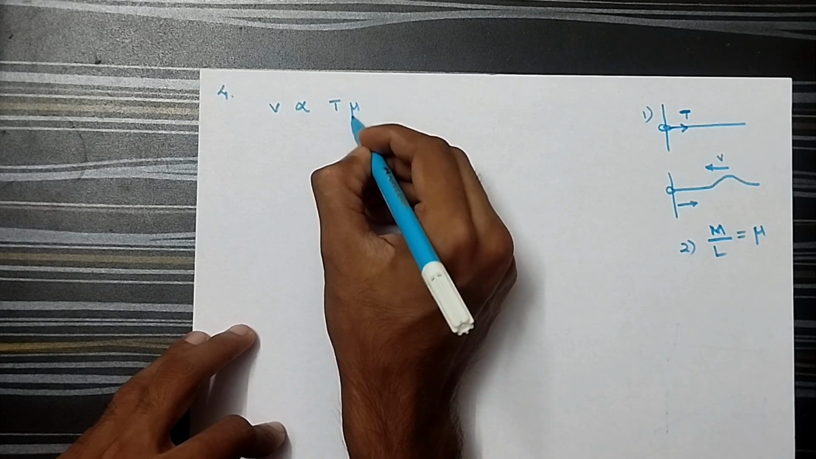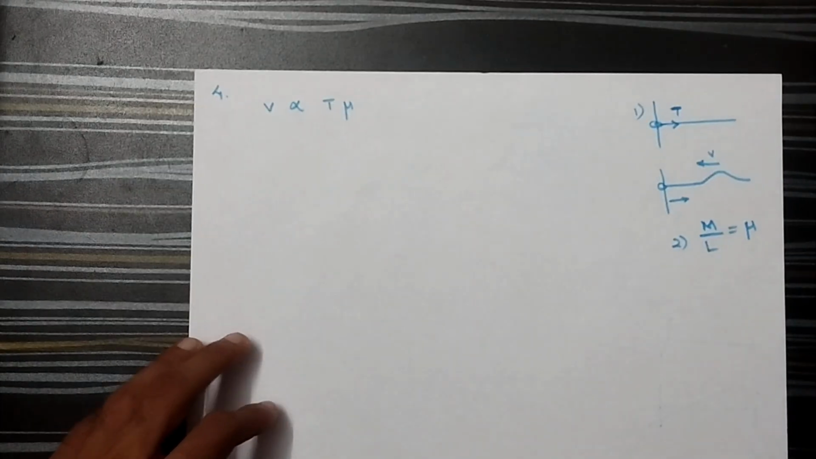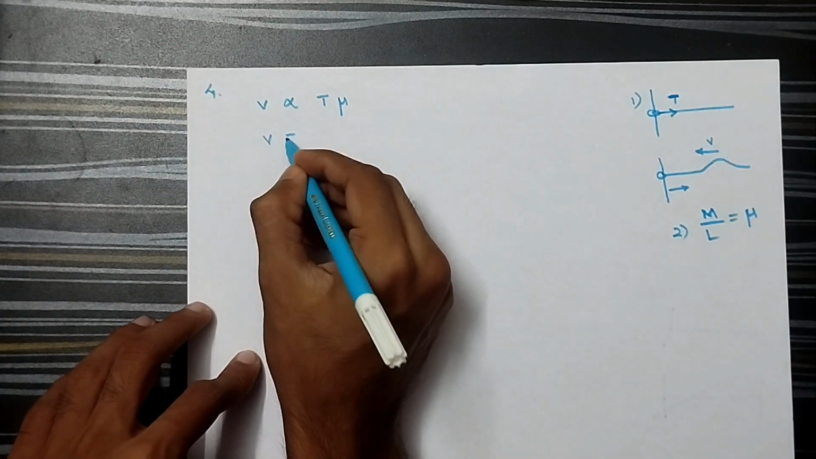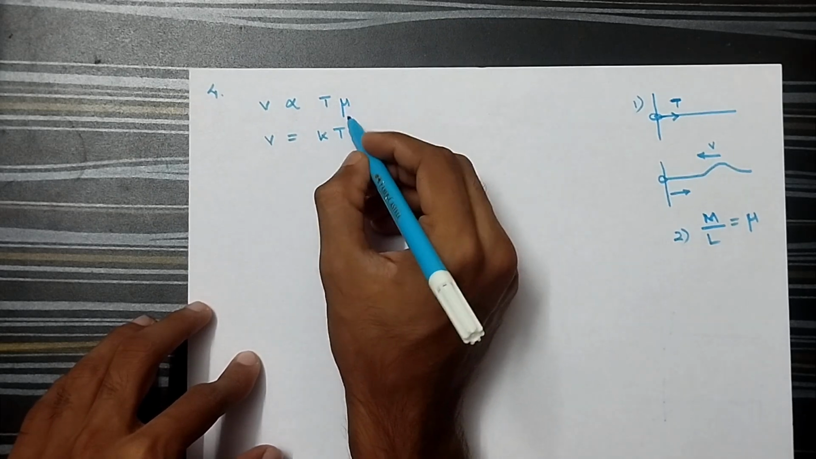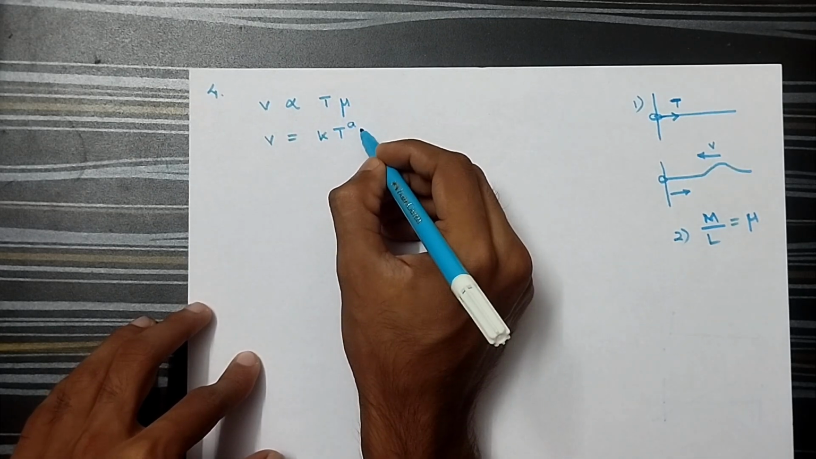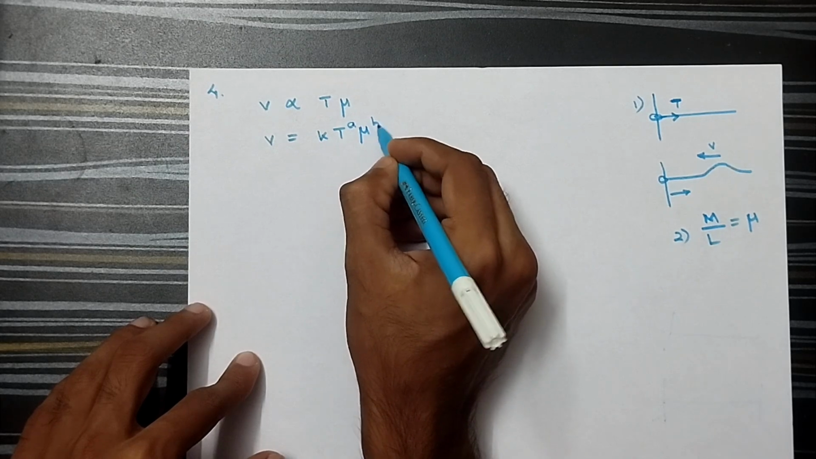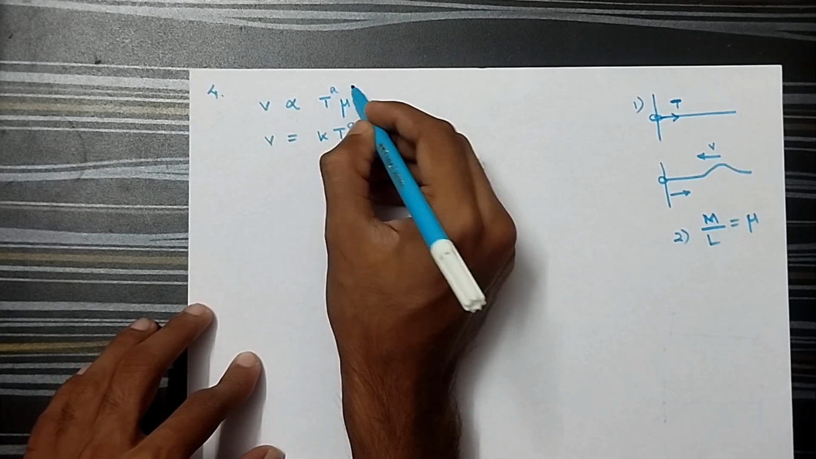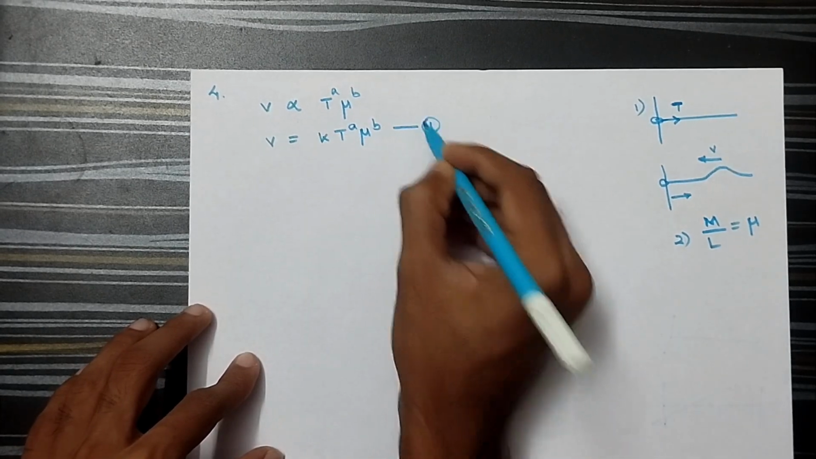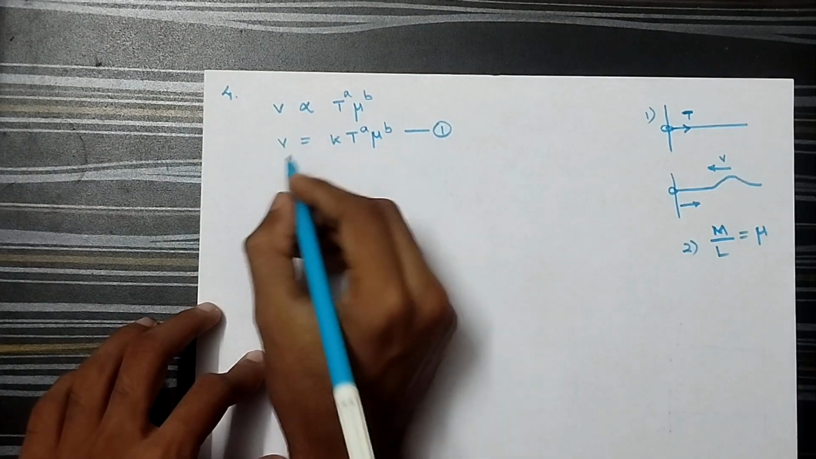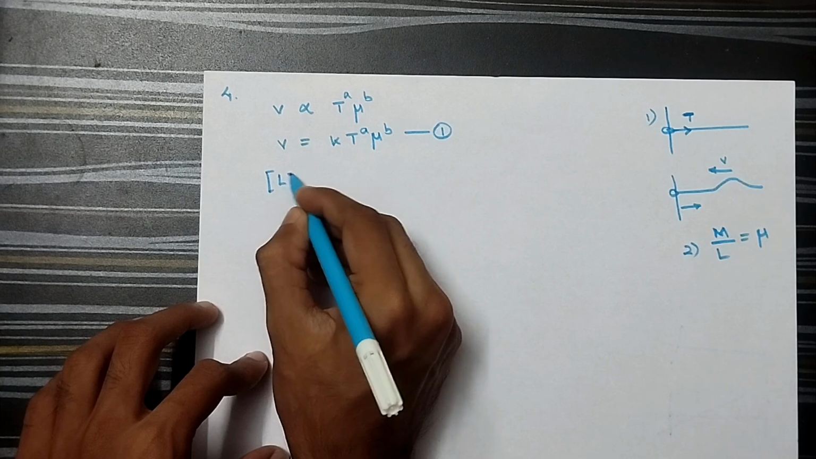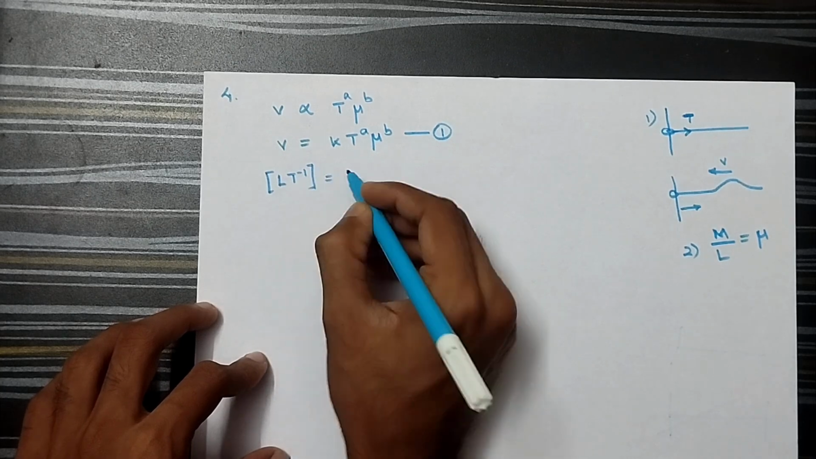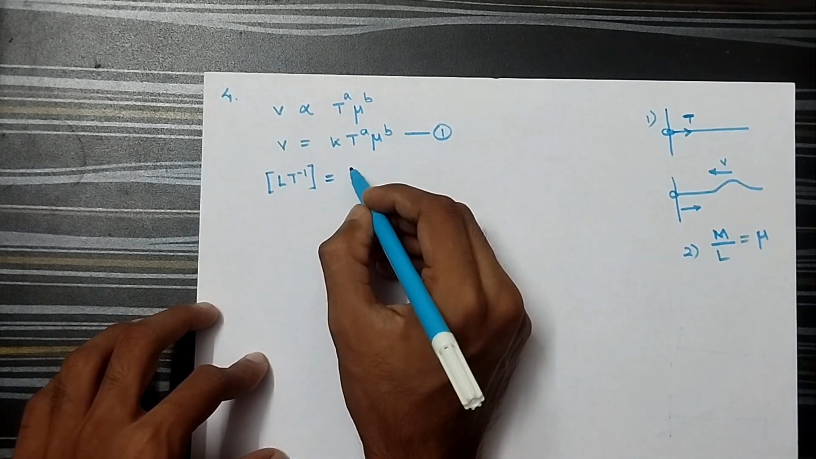And to remove the proportionality sign, we put a proportionality constant k, and we don't know how much it depends on, so a and b are variables. This is our equation 1. Now we derive this in dimensions. v is velocity, so L T raised to minus 1. We don't write k, it's a dimensionless constant.